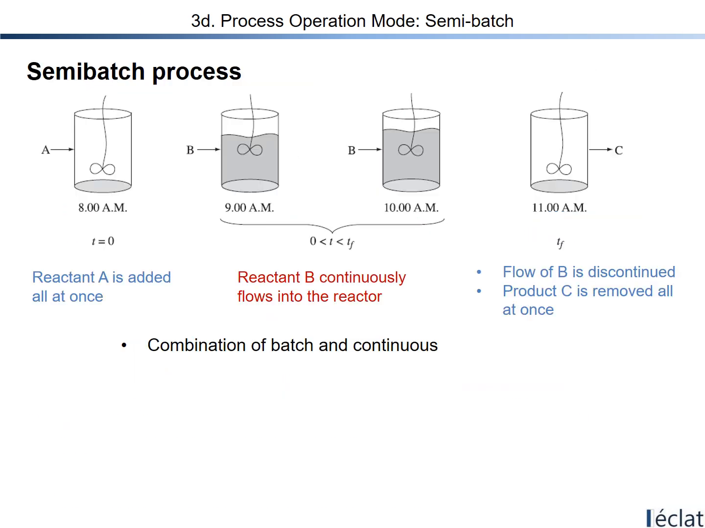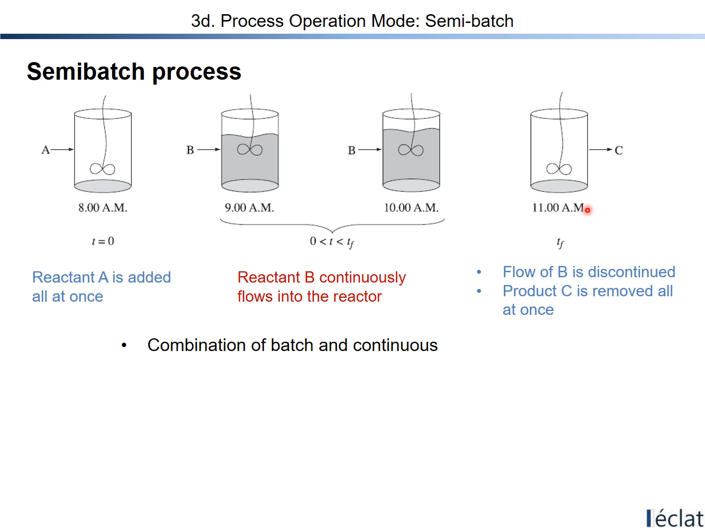Okay, next one is semi-batch process, which is a combination of batch and continuous process. So here is the situation. The chamber, and then I'd like to pour all of reactant A at time equal to zero. Looks like a batch reactor. And then after time equal to zero, I am feeding the other reactant B continuously during 1 hour, 2 hours, 3 hours.